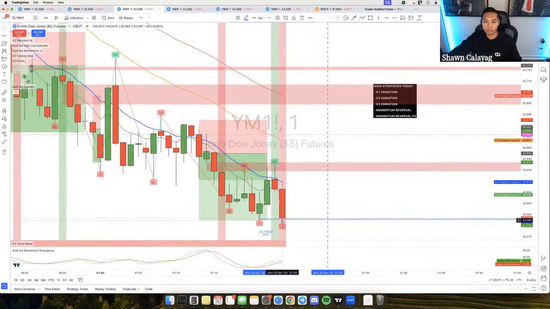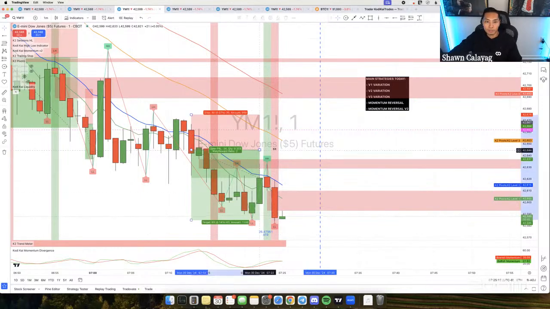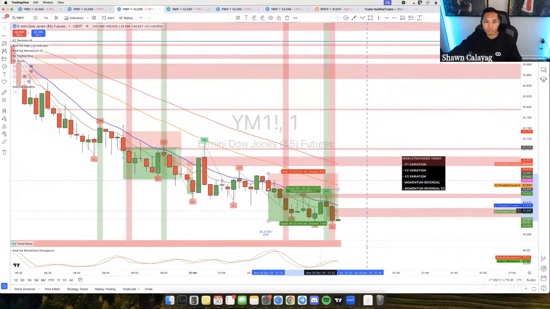Yeah, no. It got close. Got close, but not close enough. So it was almost a triple confluence, but it didn't break and close below the lower low. So unfortunately, nothing there. But the momentum reversal here hit full TP.